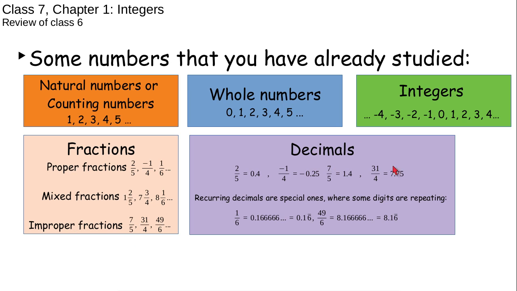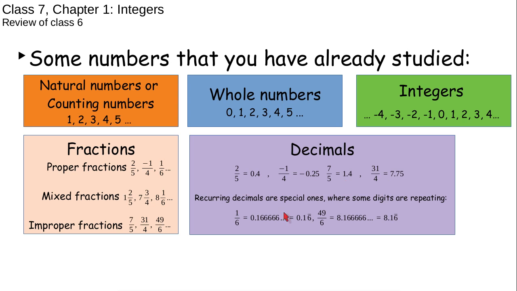You also studied decimals, which are like this. For example, the fraction 2 by 5. See this fraction 2 by 5 is actually 0.4 in decimal notation. -1 by 4 is equal to -0.25 in the decimal notation. 7 by 5 can be written as 1.4 and so on.